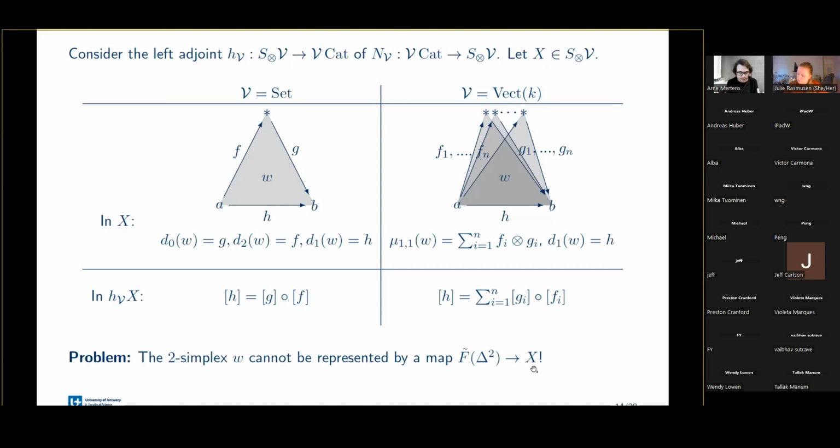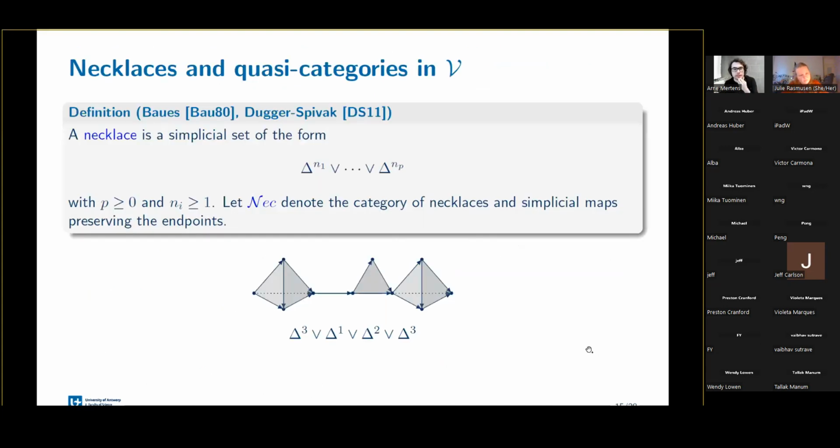Classically, every simplex in a simplicial set can be represented by a map from the standard simplex. This is just an application of Yoneda's lemma, and that works because we are working in a functor category. Simplicial sets are just functors. But here, we're not working with functors, we're working with these colax monoidal functors. And so we don't have Yoneda's lemma anymore, and so we have simplices which cannot be represented. But there's a solution to this. We can resolve this by passing to necklaces.